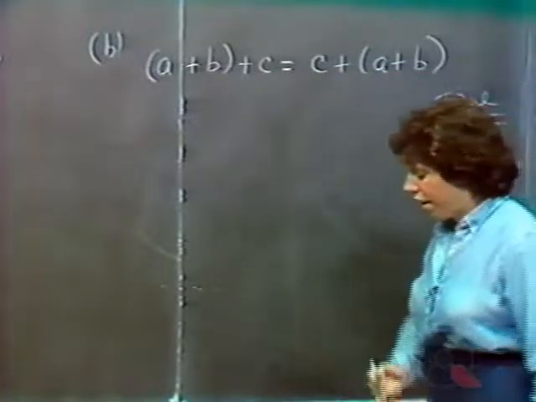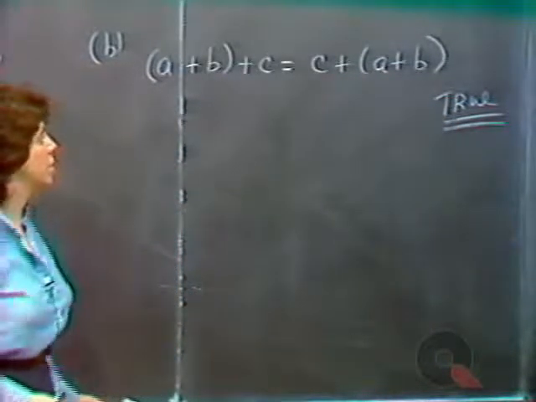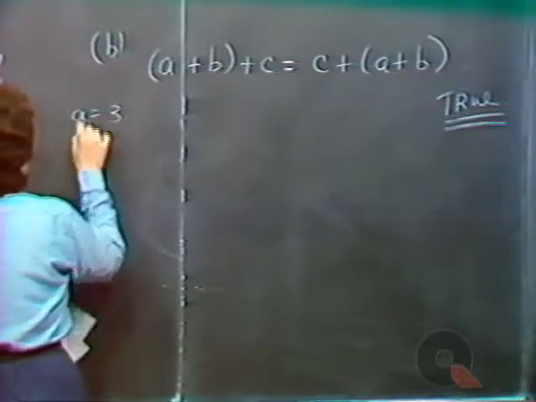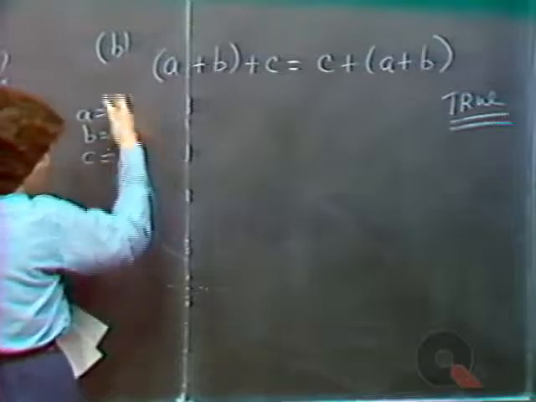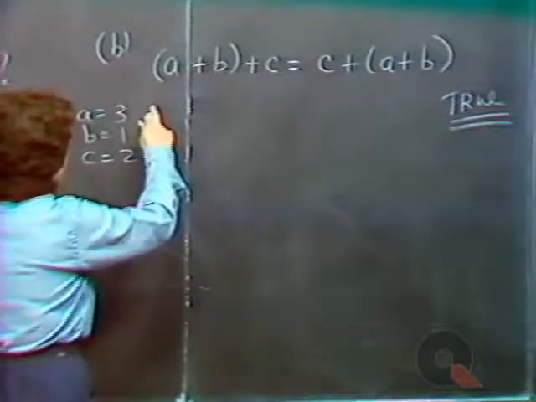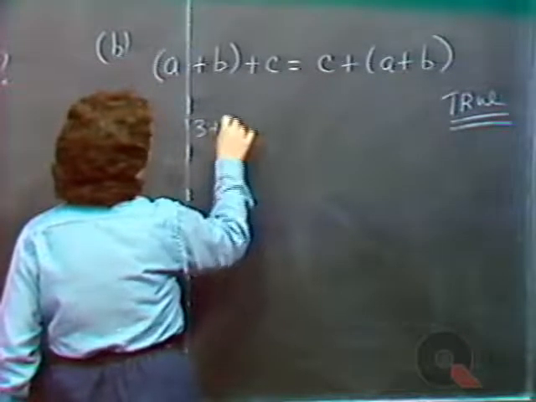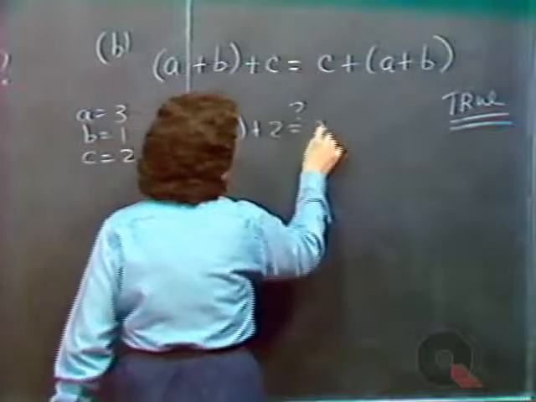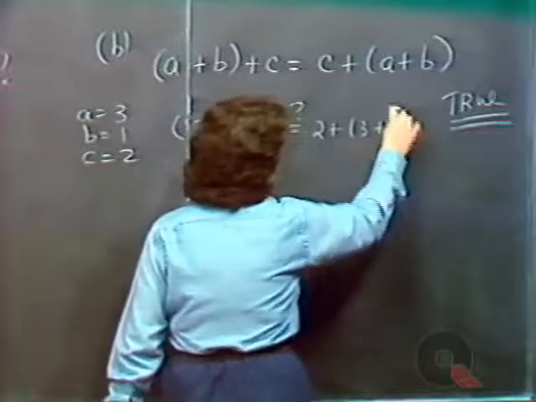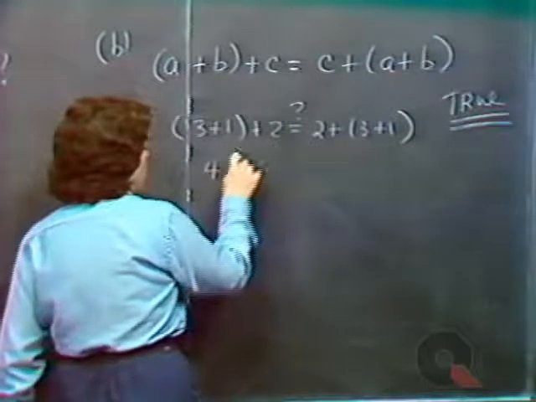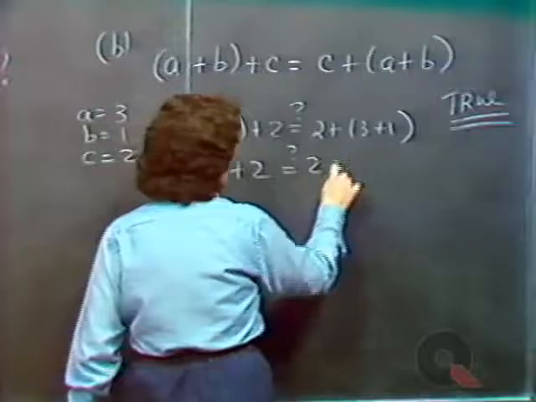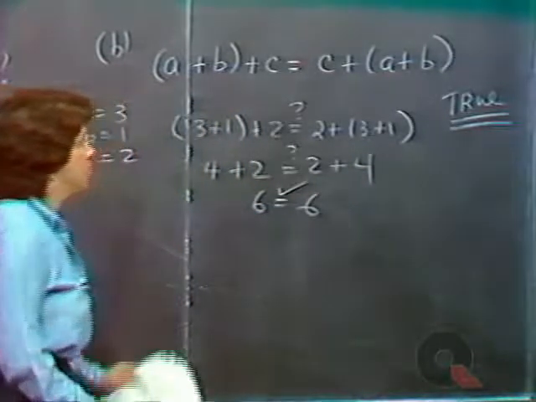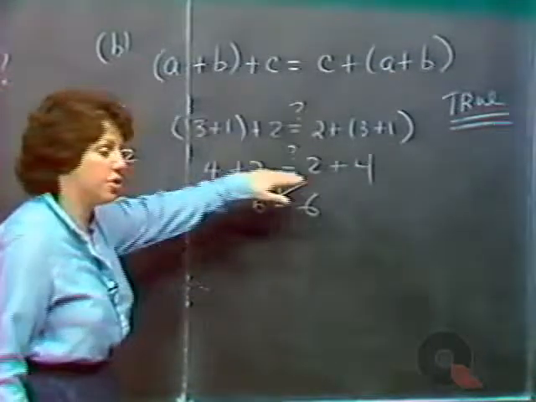And if you wanted to get a feeling for what this was saying, once again, you could let A be 3, B be 1, C be 2. I just picked 3 numbers, and see what we get. 3 plus 1, in parentheses, plus 2 should be equal to 2 plus 3 plus 1, or 4 plus 2 should be equal to 2 plus 4. And of course, this is true, as I said, because addition is commutative.